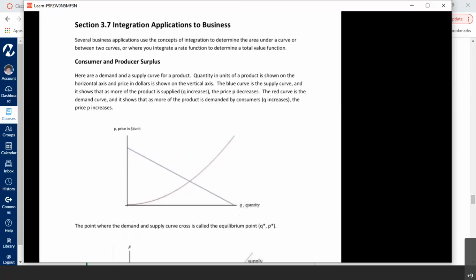So the first application we're going to talk about is consumer and producer surplus. This is a concept that was developed about 150 years ago, maybe even longer ago. It's in the 19th century. And it was used to measure the social benefit of public goods like railroads, roads, bridges, things like that.